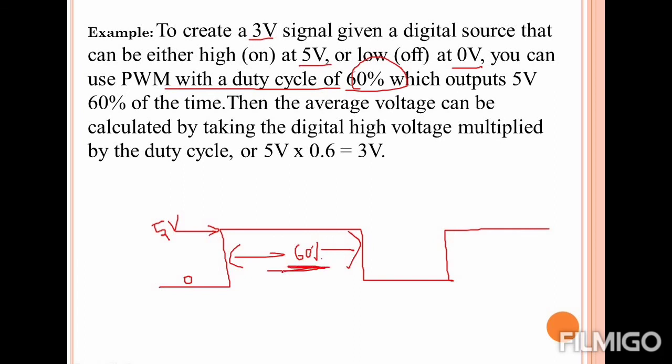Then the average voltage can be calculated by taking the digital high voltage multiplied by the duty cycle. That is 5 volts times, what is the duty cycle? 60%. That is 60 by 100, 0.6. 5 times 0.6 is equal to 3 volts. It's clear now? So, in order to create a 3 volt signal from a 5 volt pulsating signal, we need a 60% duty cycle.